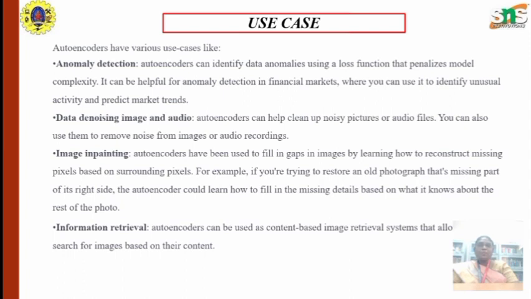Anomaly detection: by learning normal patterns in the data, autoencoders can detect anomalies or outliers that deviate significantly from the learned representation. Image compression: convolutional autoencoders in particular are used for image compression applications where reducing the size of the image while maintaining its quality is desired. Generative modeling: variational autoencoders are used for generating new data samples by sampling from the learned latent space distribution. This is useful in generating realistic images, text, and others.